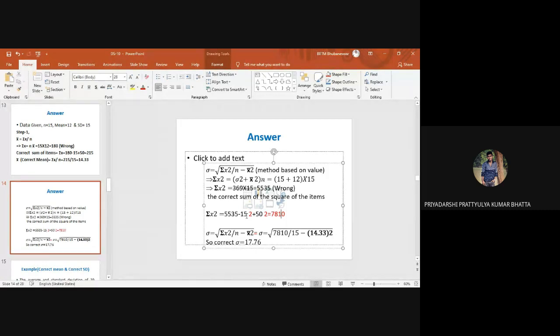Means that 5535 directly belongs to the 1 to 15 observations. Clear? That is why I am just calculating here the square of 15 plus your 50 square. Is it clear? So in this way, if you calculate, yes.